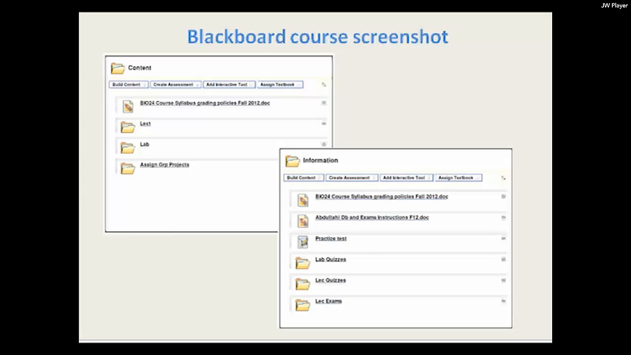So then we have a bunch of folders for quizzes. We have a lab quizzes folder, a lecture quizzes folder, and lecture exam folders. When the necessary time comes, they will be posted under each of these folders. So as you can see, it is very, very clearly organized.